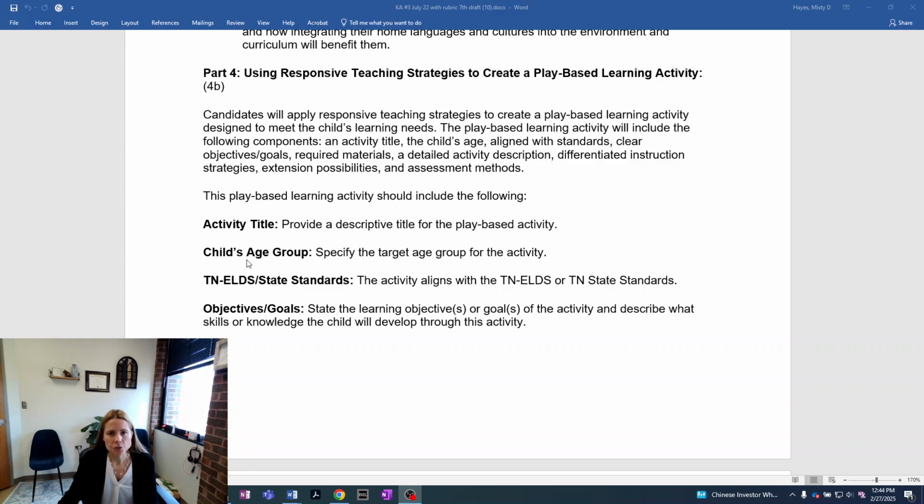Then you're going to look at your child persona's age group. You're going to specify the target age group for the activity. So is it for infant toddler? Is it 3, 4, 5, 6? So what age group is it targeting?